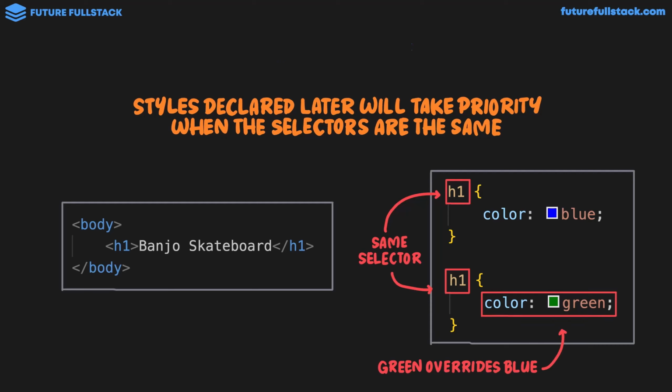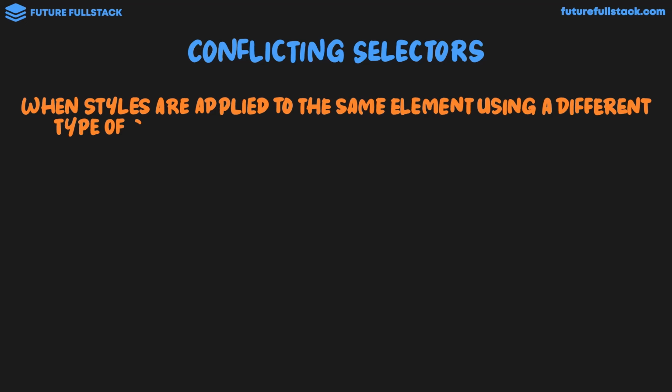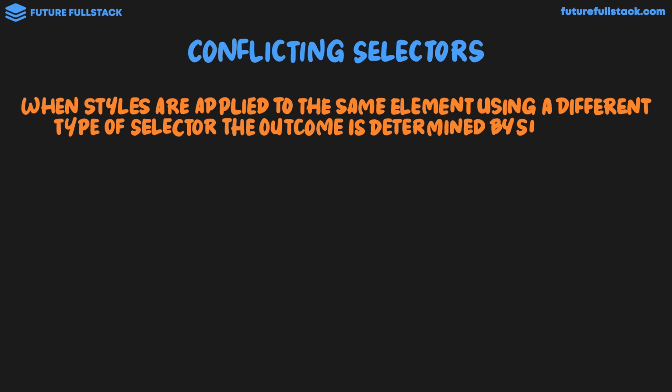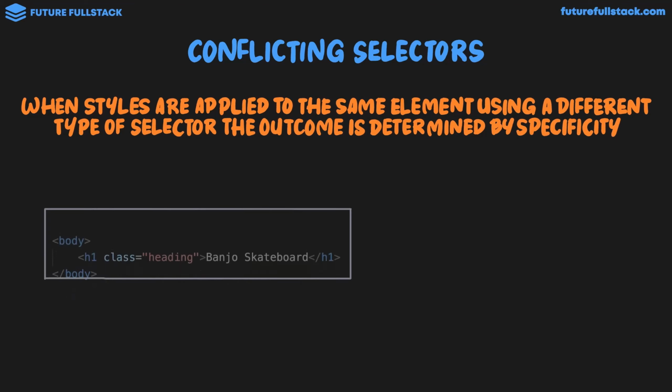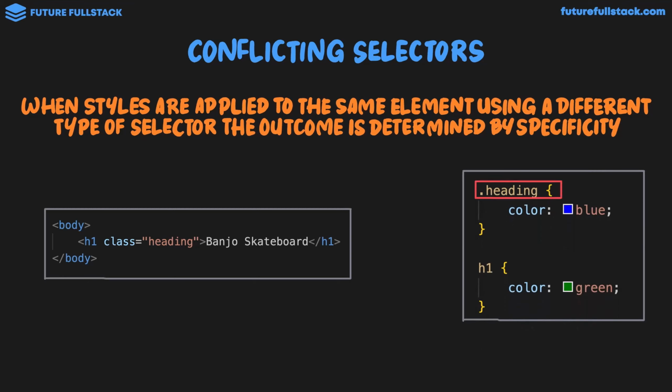Let's now talk about what happens when we have conflicting selectors. When styles are applied to the same element using a different type of selector, the outcome is determined by specificity. So what do we mean by this? Let's say we had the same HTML we saw before, but now we've added a class attribute with the value heading. Now in the CSS, we're going to style this heading in 2 different ways. The first is using the class heading, where we have the notation period or full stop, followed by heading. And the second is using the type selector H1.